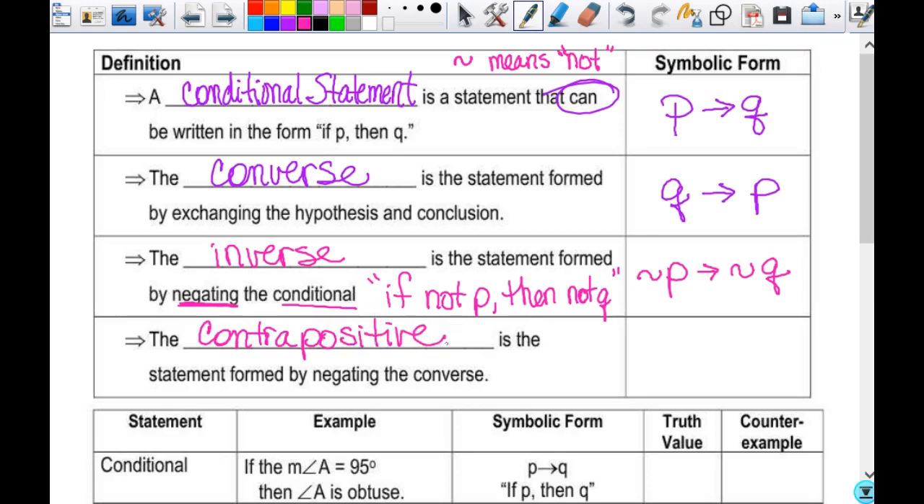Okay, so the contrapositive is the statement formed by negating the converse. So the conditional is the original. The converse, you just switch the two. The inverse, you make them negative. The contrapositive, you do both. You switch them and make them negative. So it's if not Q, then not P. So if you are not grounded, then you did not fail a class. Okay.